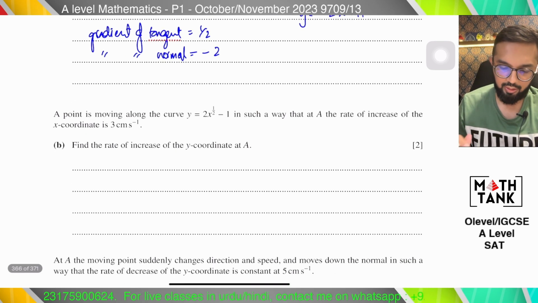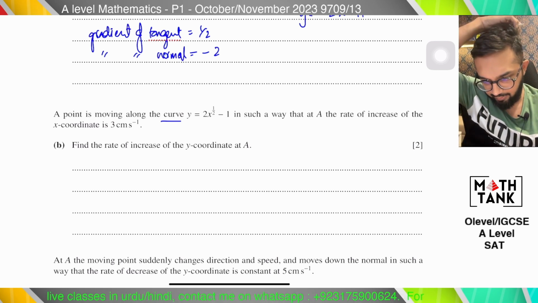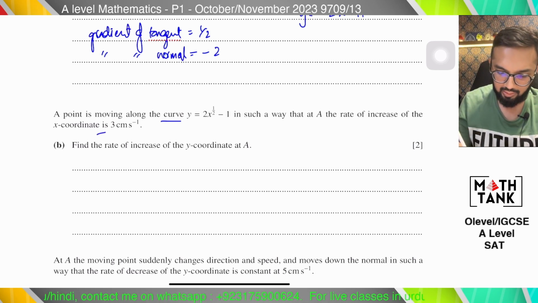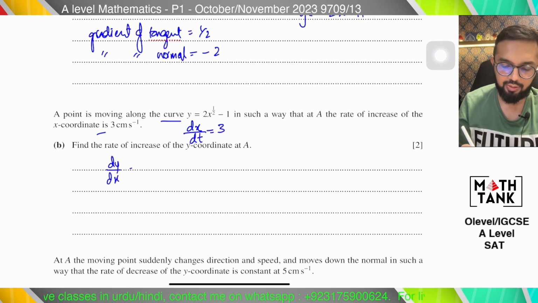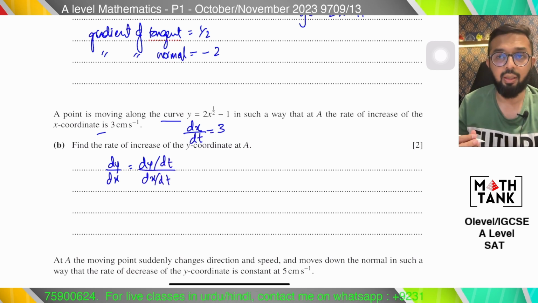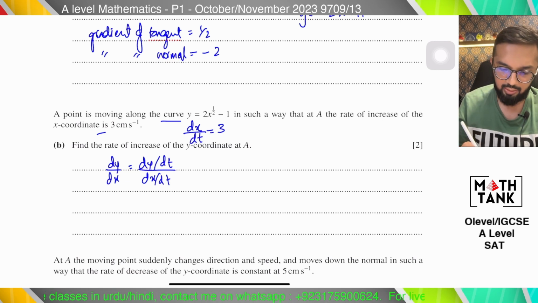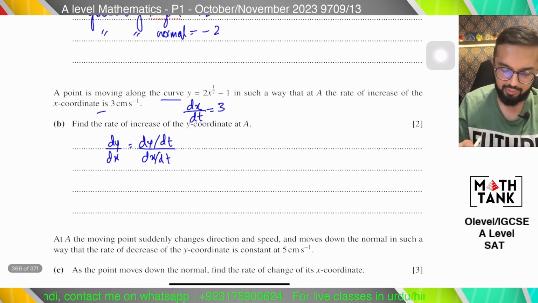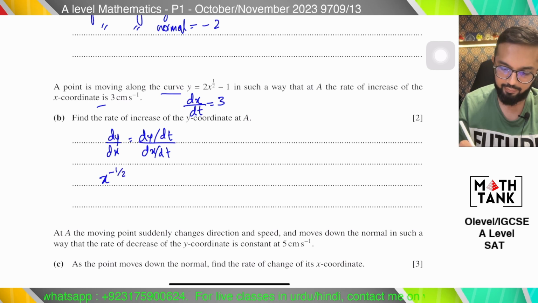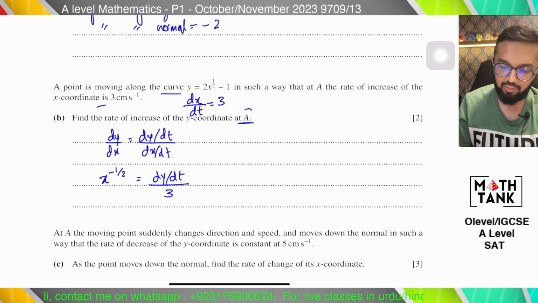Okay, moving on, a point is moving along the curve y equals to this in such a way that the rate of increase of x coordinate is 3. Find the rate of increase of the y coordinate. So I'm going to construct my chain rule. I'm going to say that my differential can be broken down into its components such that dy over dx equals dy over dt divided by dx over dt. So dy over dx is something that I've already calculated. So x power minus half. dy over dt is what I want to find, and this is 3. What value of x am I using at a?